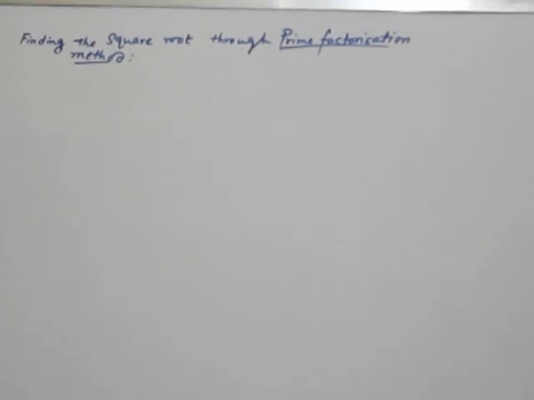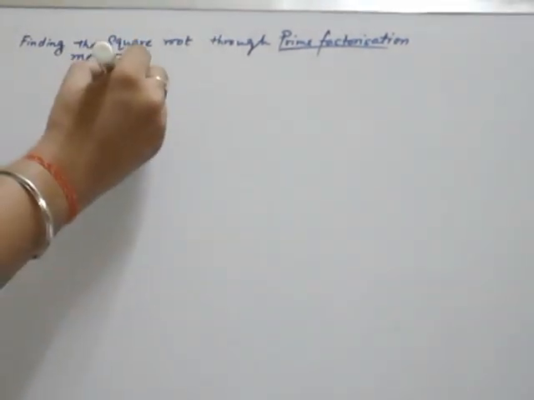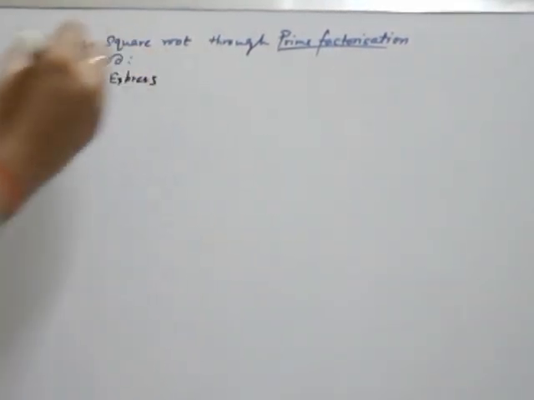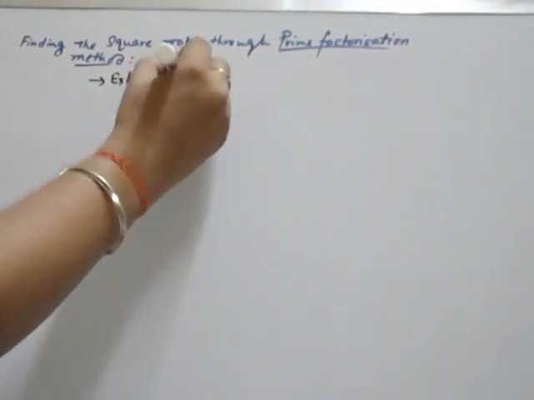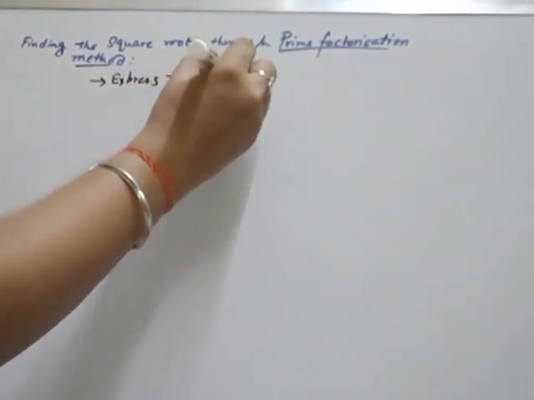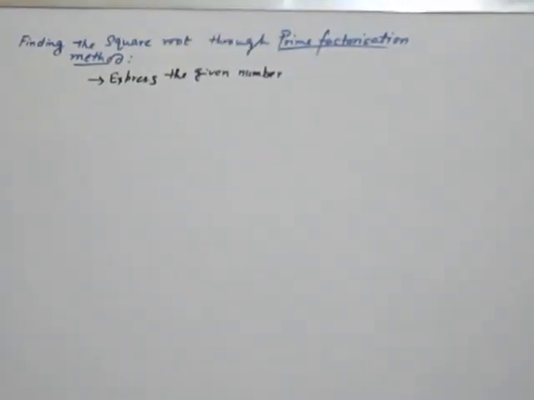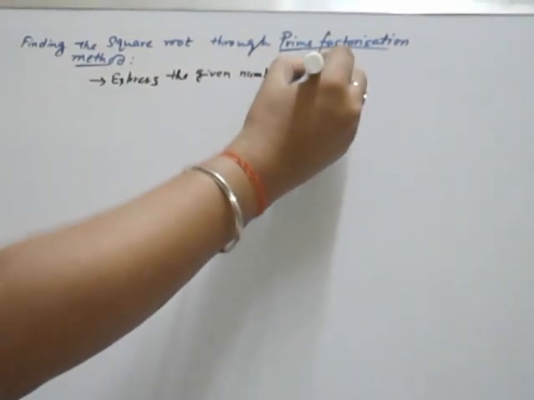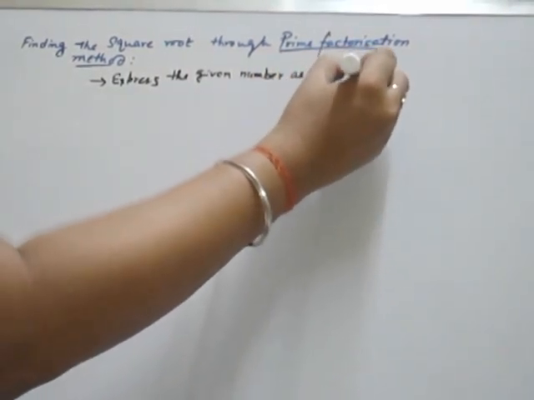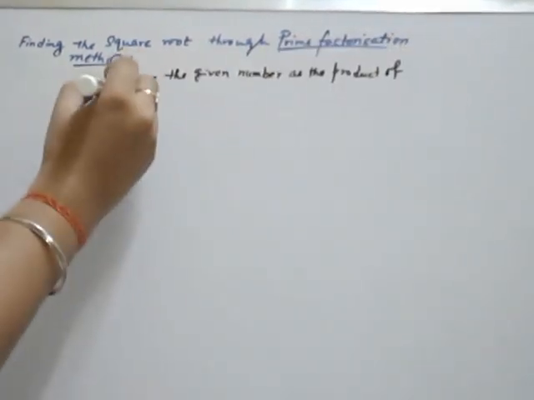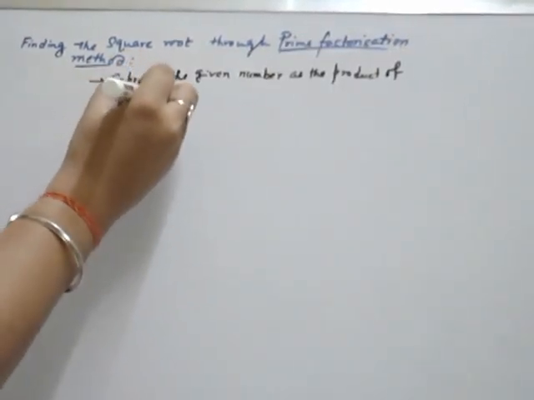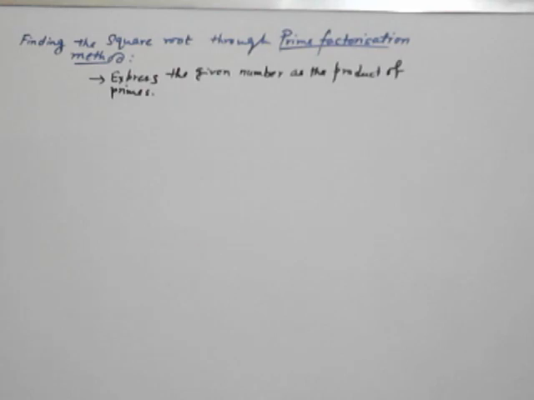So step 1 is express the given number as a product of primes. Let's take an example: find the square root of 900.